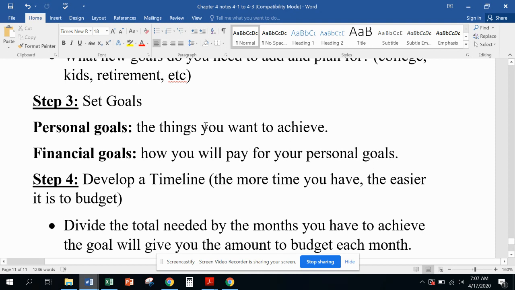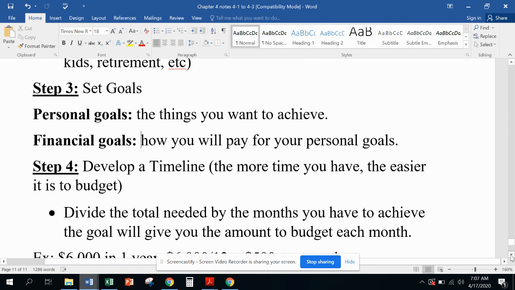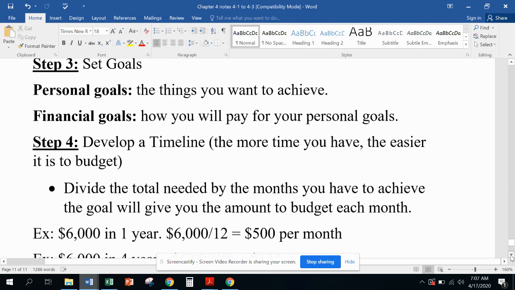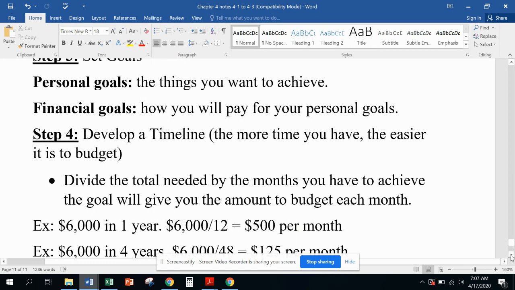Okay, so let's say I wanted to go back to school, get another degree. I have to figure out how much am I going to need to do this? Am I going to borrow to pay for this? Am I going to slowly save over time to pay for this? Am I going to sell something in order to raise the capital for that? So once we know what our personal goal is, we can use that information to figure out how we are eventually going to pay for that personal goal.